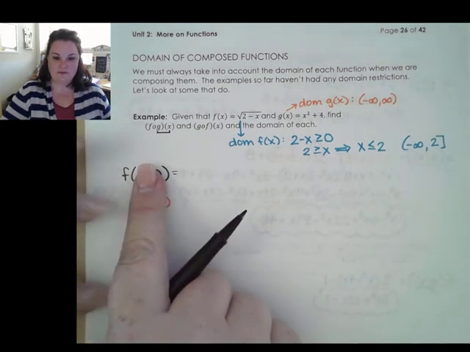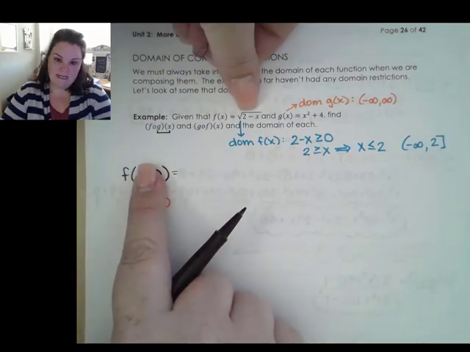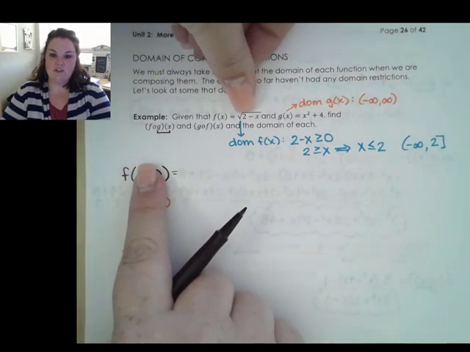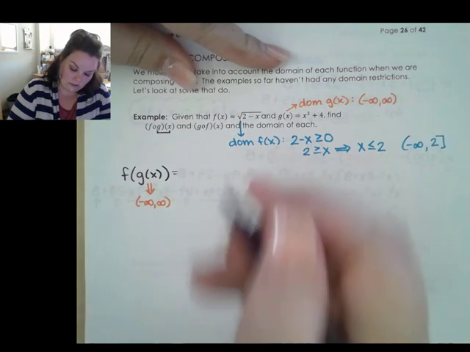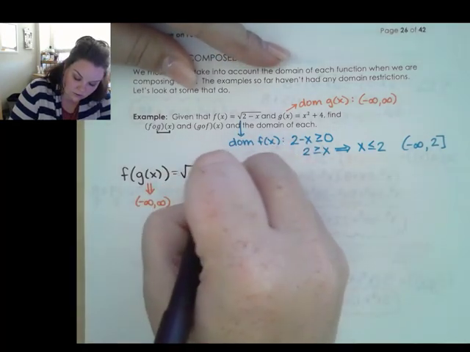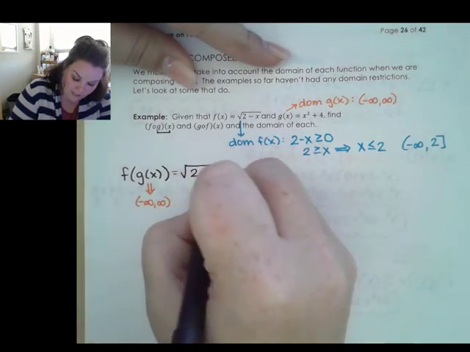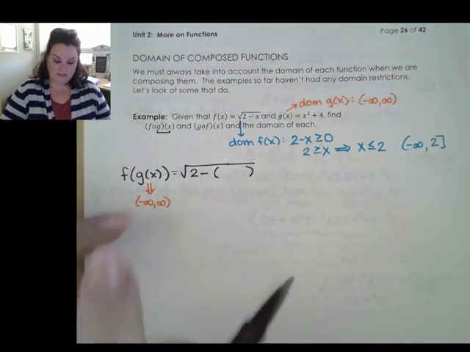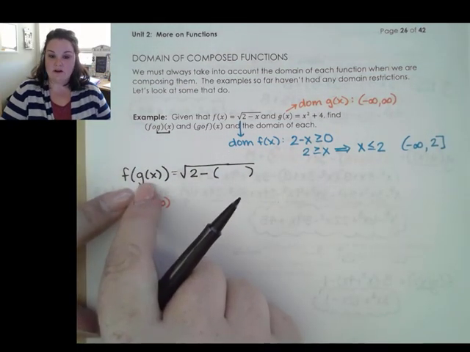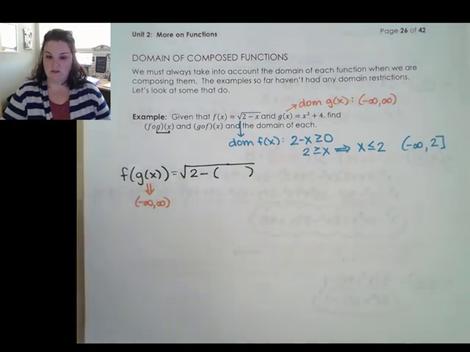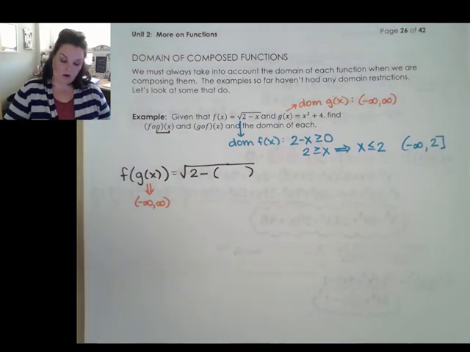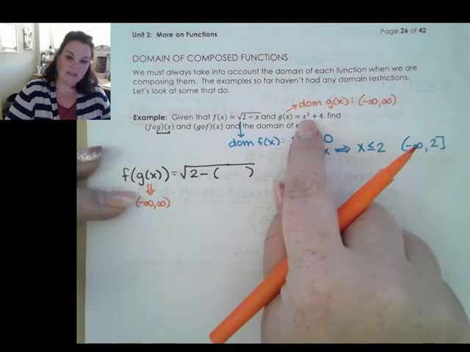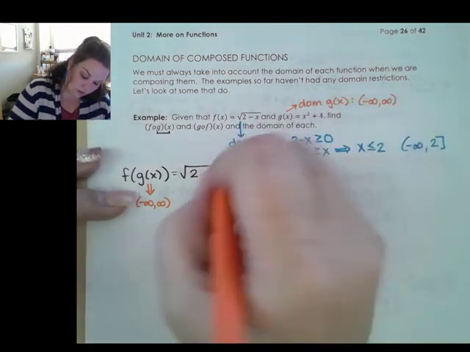So let's ignore this for just a second and write out what our f function does. Our f function takes the square root of 2 minus our input. So square root of 2 minus whatever our input is. Okay? All right. So our input here is our g of x function. So I'm going to go ahead and write in our g function. So we're plugging in x squared plus 4.